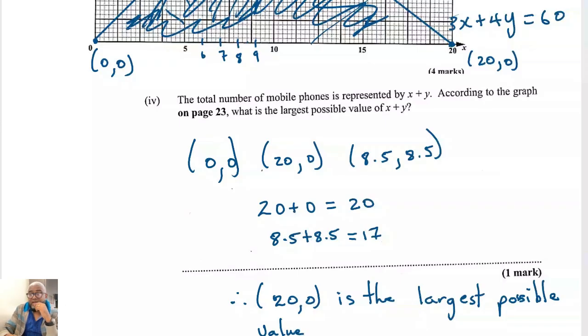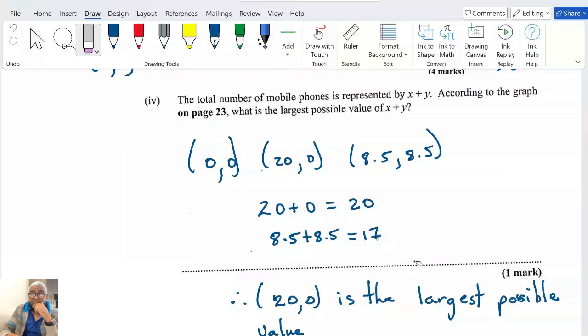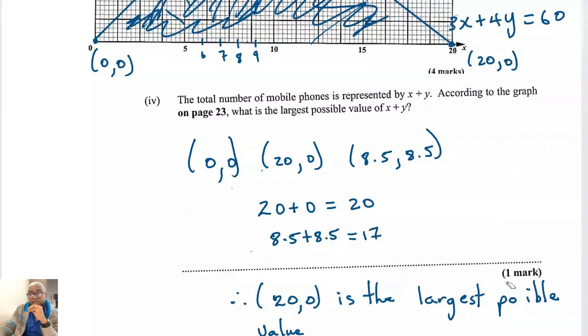Guys, I know we only have 10 minutes, but I'm not leaving our question unfinished. So we're finishing this question. We still have part B to do.